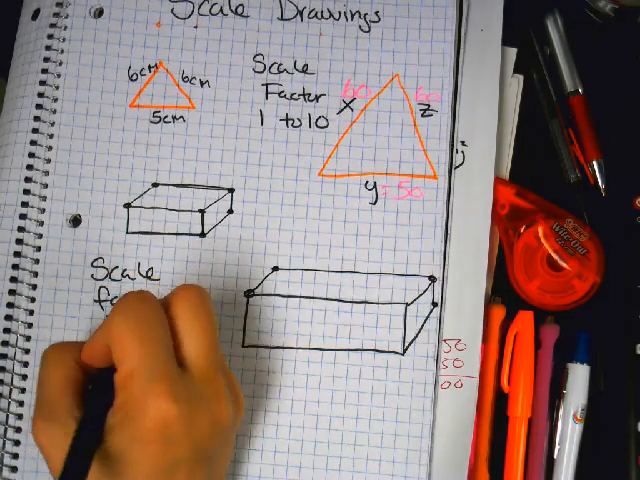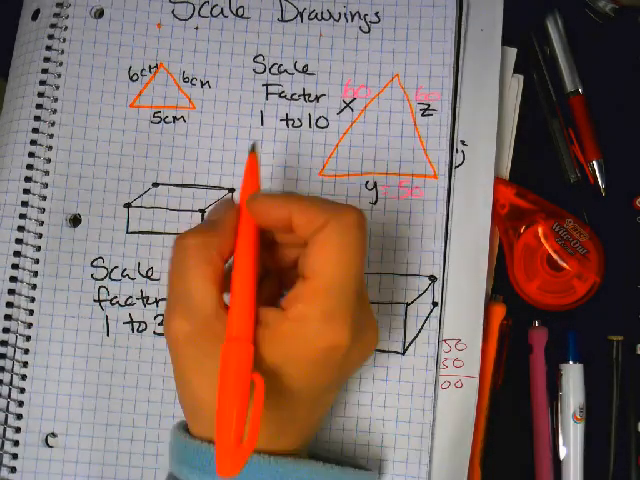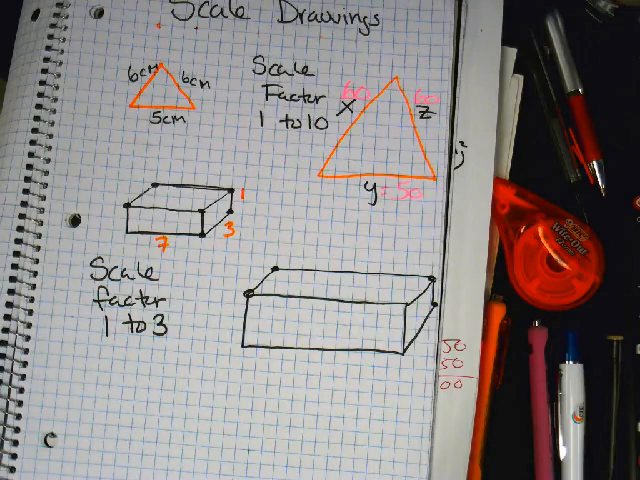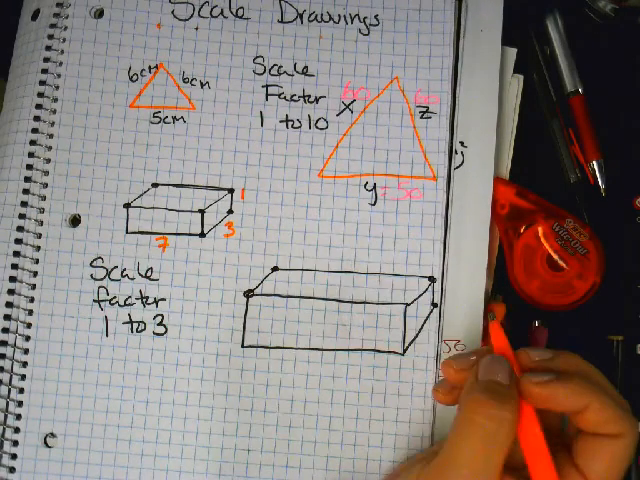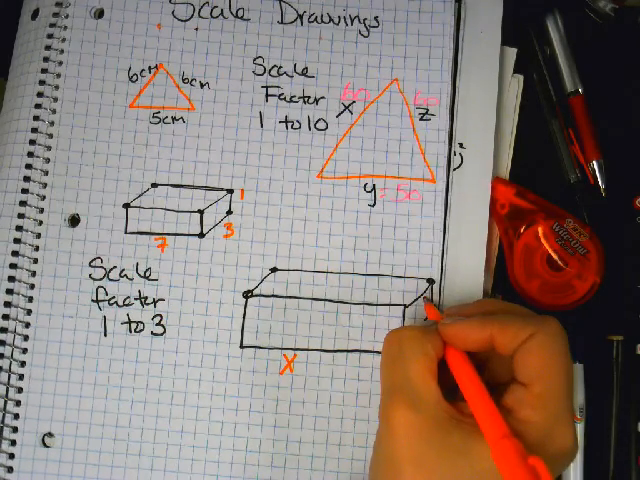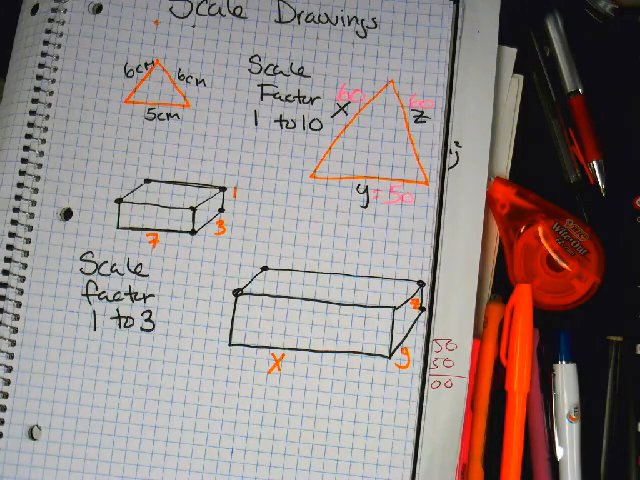is 1 to 3. So I'm going to say this is 1, 3, and 7. So what is it, Ariel? 300% bigger. So, what is X, Y, Z? Measure. So, what is the value of X, Y, and Z? 21, 9, 3. Yep.